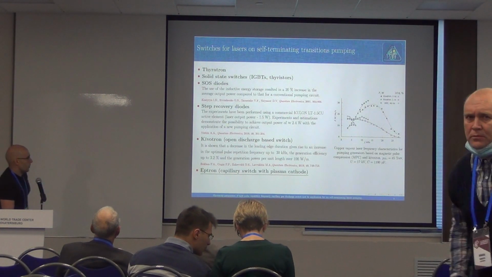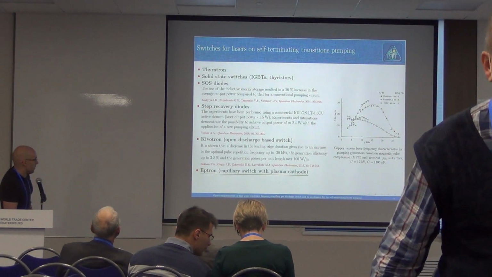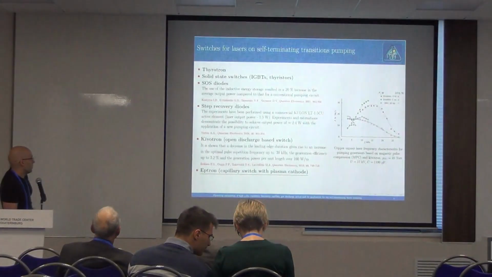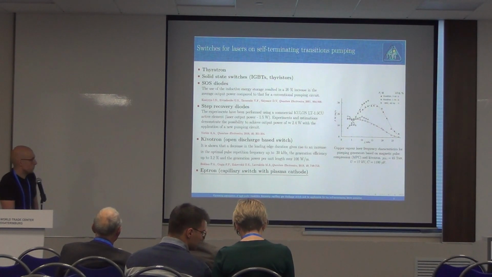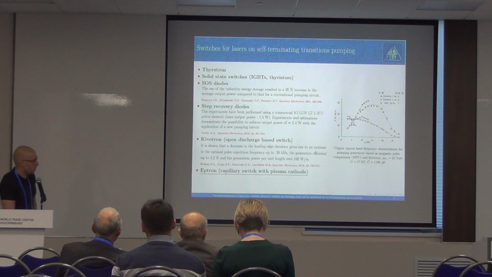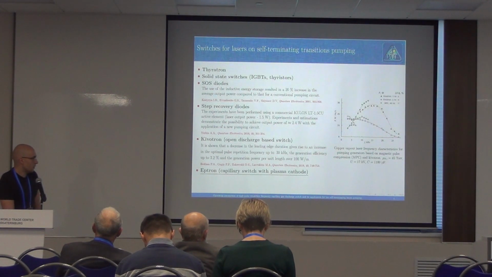So for pumping metal vapor lasers, generally a cyclotron with magnetic pulse compression or solid state switches are used. This allows generating high voltage pulses with about tens of nanoseconds leading edge.